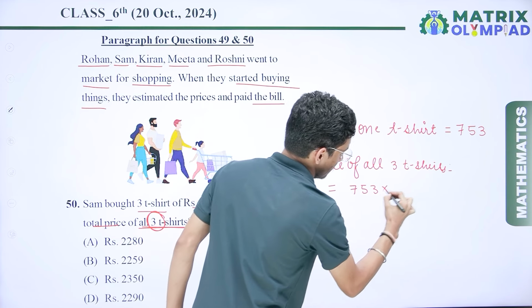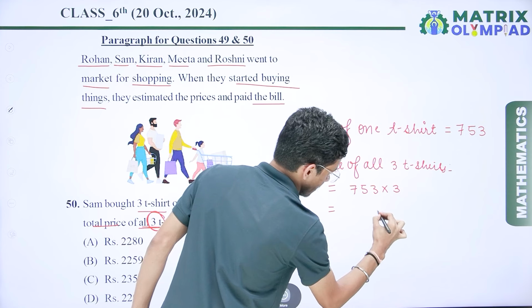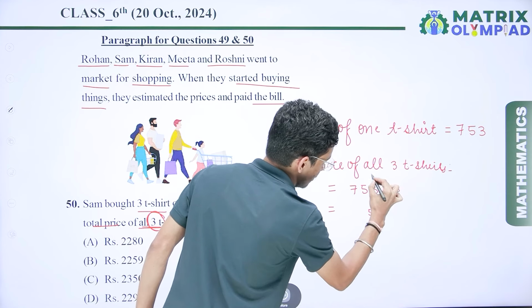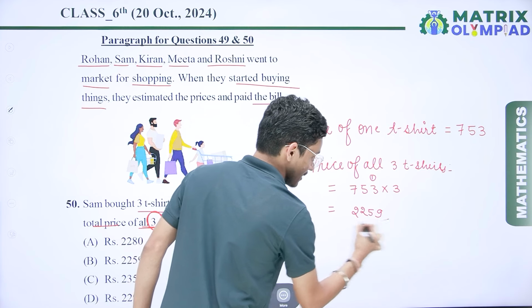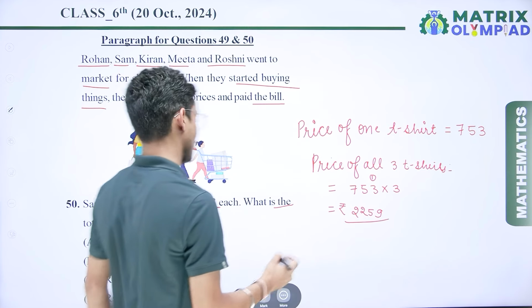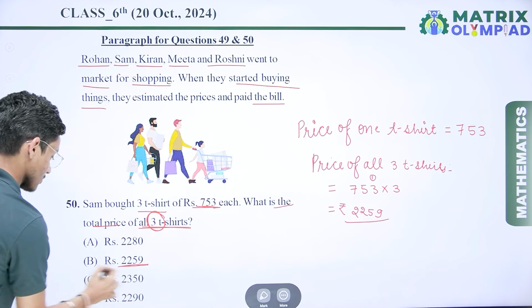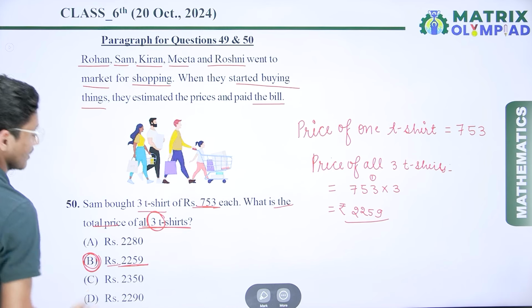753 multiplied by 3. So 3 times 3 is 9, 5 times 3 is 15, carry 1, and 7 times 3 is 21, 21 and 1 is 22. So the amount in rupees is 2259. So 2259 rupees. So here option B is the correct answer.